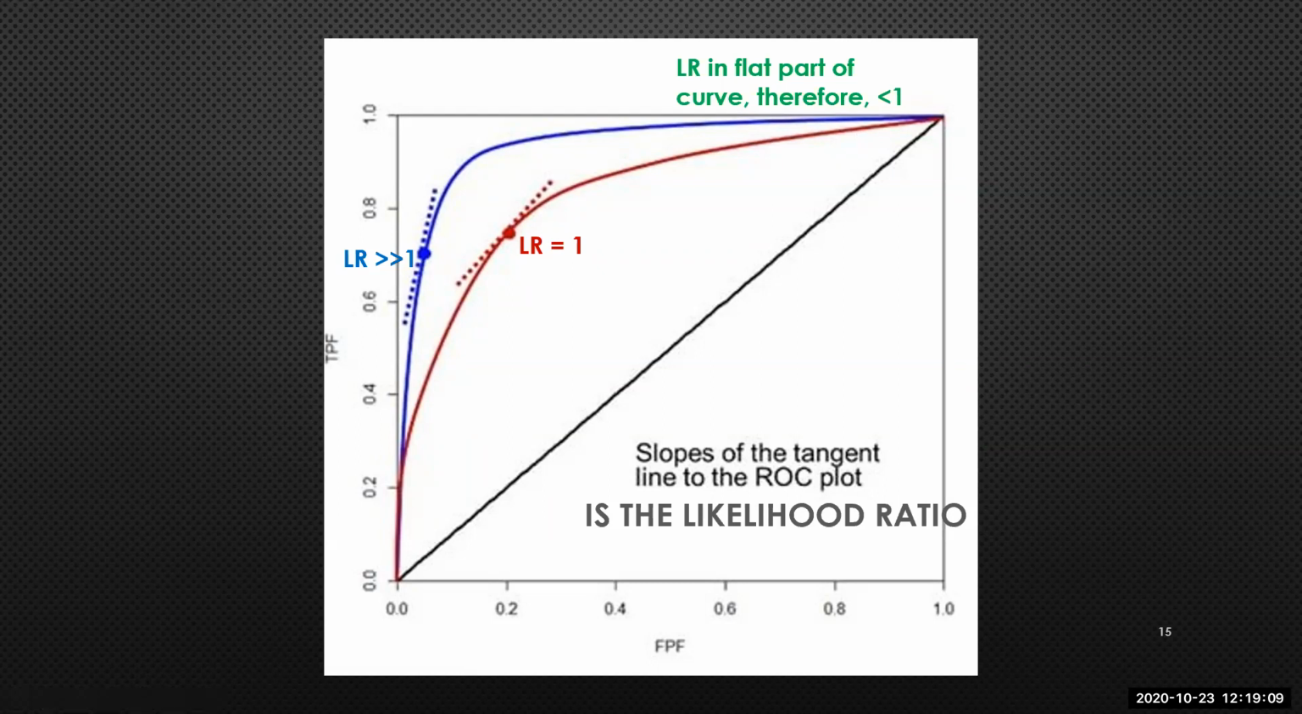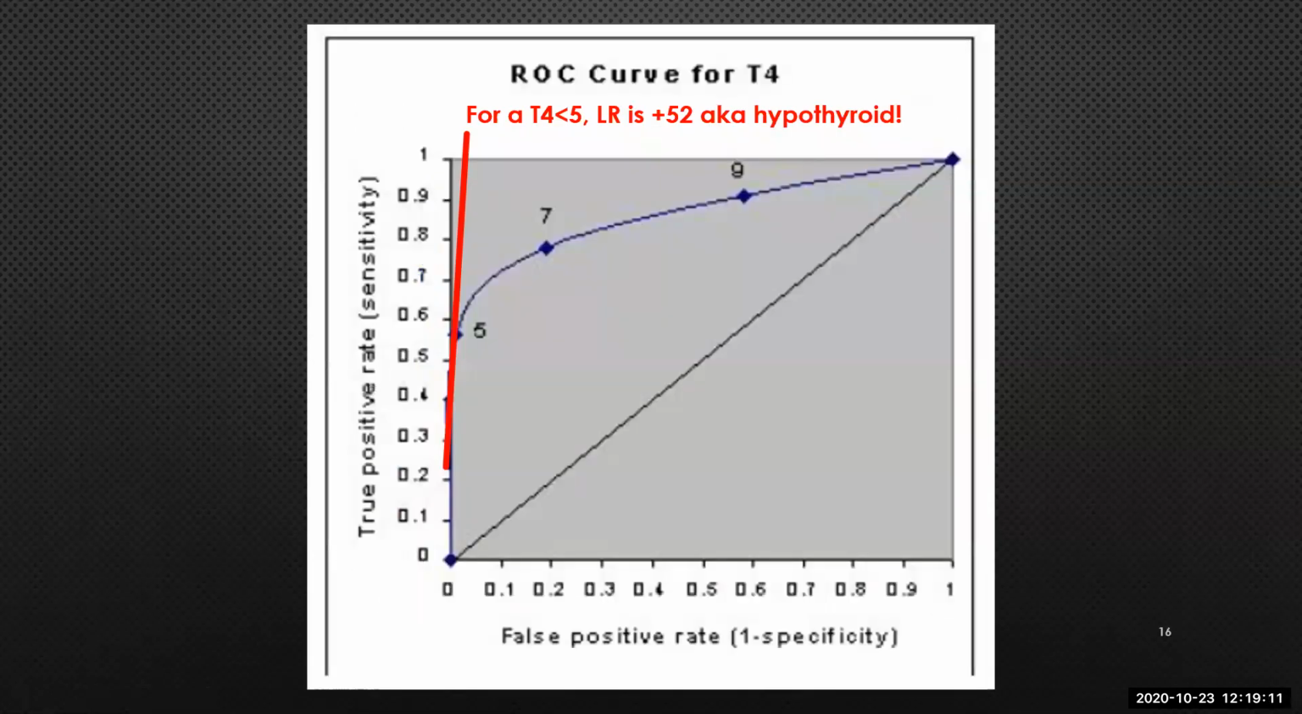So how do we put this into practice? So for this patient, if we use a cutoff of less than 5, so T4 less than 5, you draw a tangent line, and the likelihood ratio here ends up being positive 52. So if a patient then has a T4 value of less than 5, you can say very confidently, even if your pretest probability was only 5%, when you do the likelihood ratio of 52, your post-test probability is going to be in the 80s, 90s, right? So it's gonna increase that much higher.